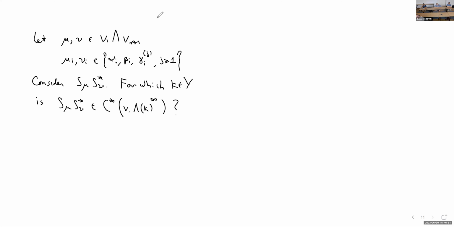This is sort of turning the question backwards. Instead of starting with K and looking at elements of the C star algebra, I start with what might be an element of the C star algebra and ask, for which K is it actually in there? And that's, of course, very easy to answer.